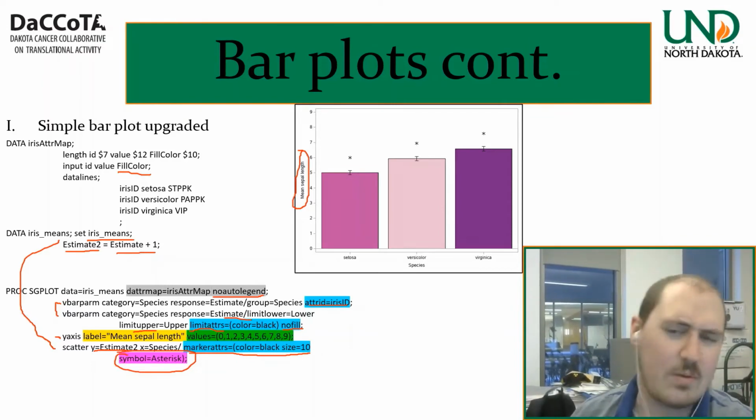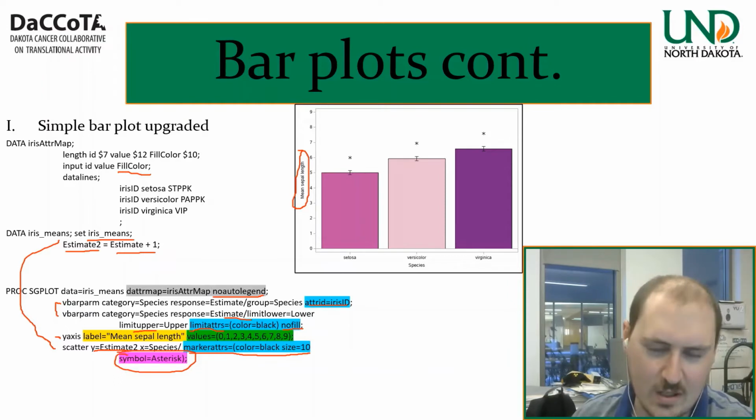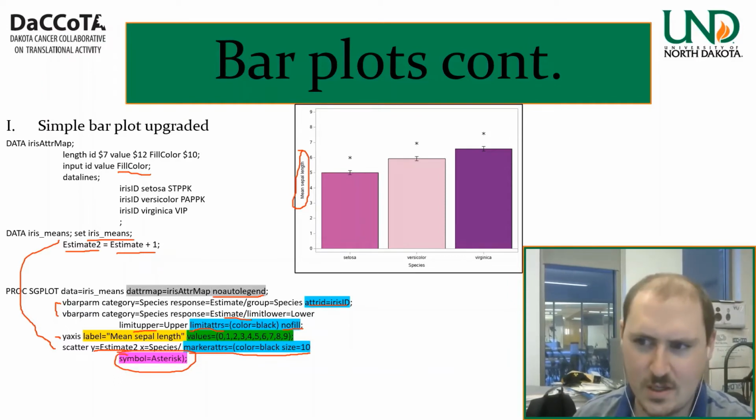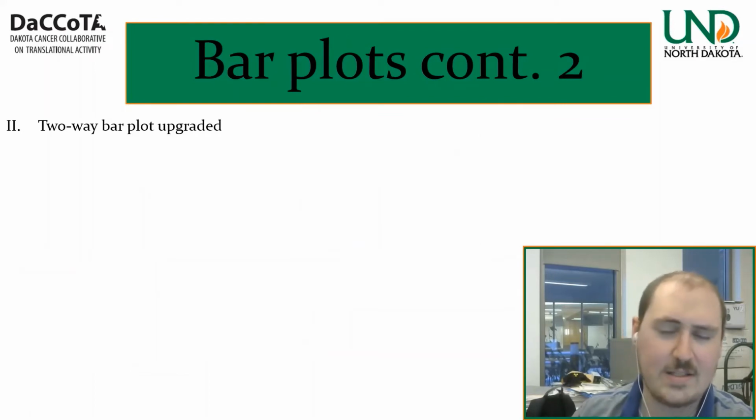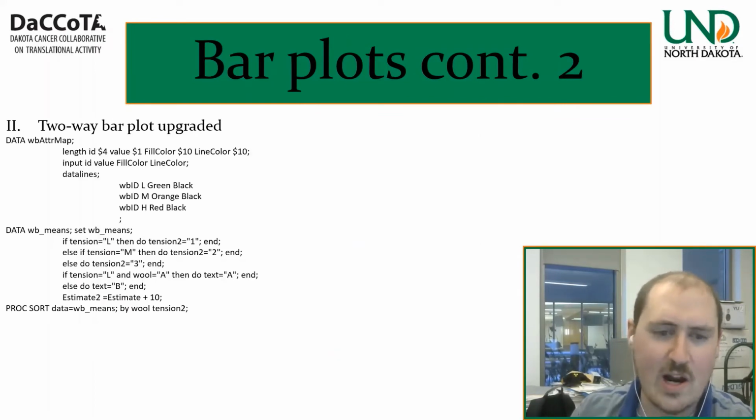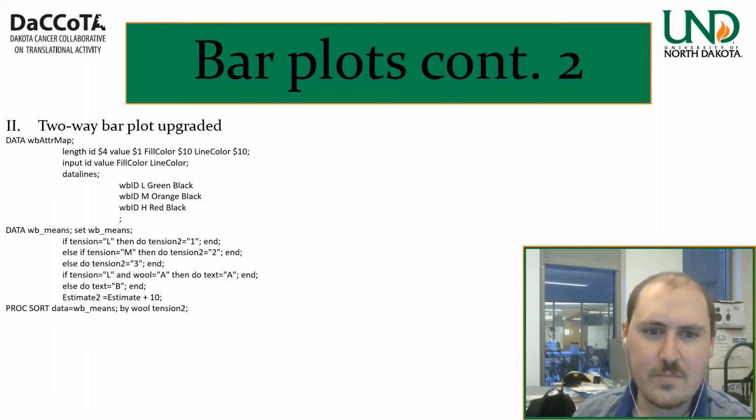There's more complicated ways to add text directly, but for this purpose, this was a slick way to do that. Okay, let's upgrade our two-way. Again, we're doing a lot here. Attribute map, we have a fill color and line color. We're going to again set our means.